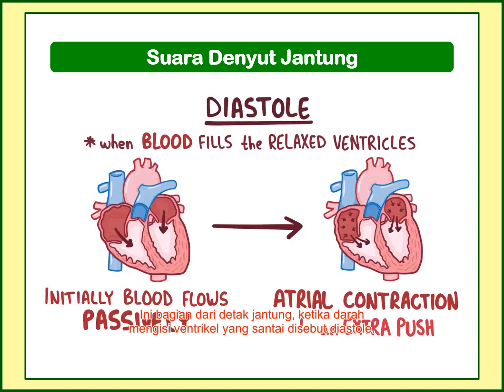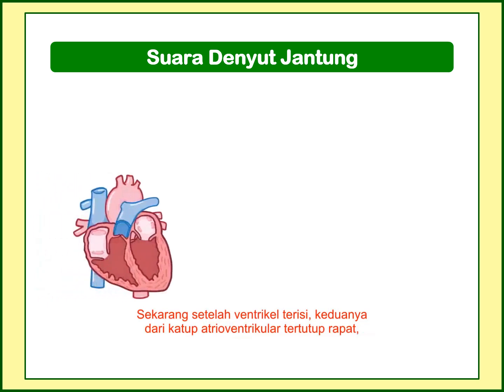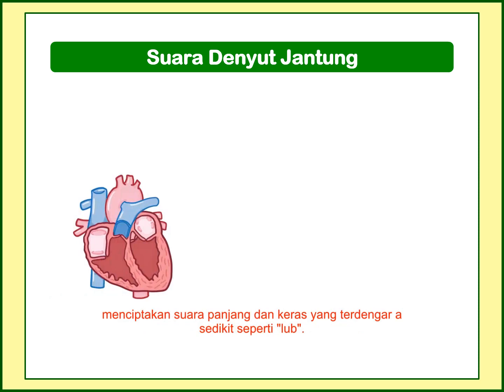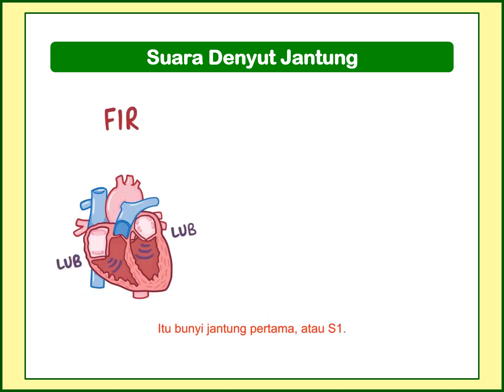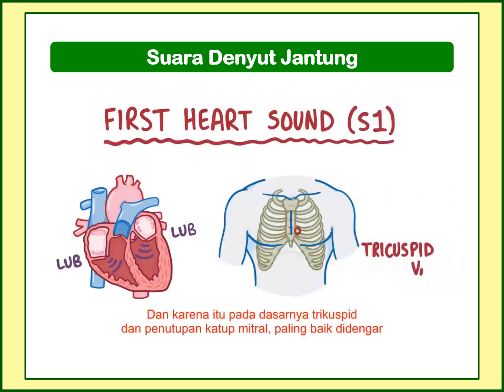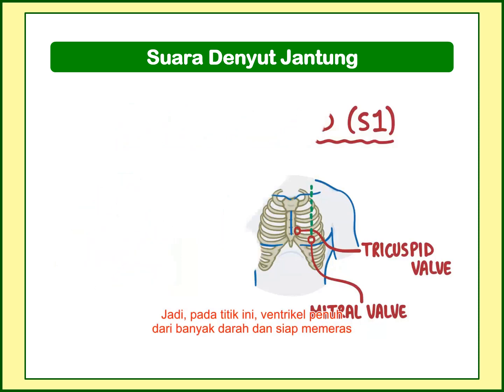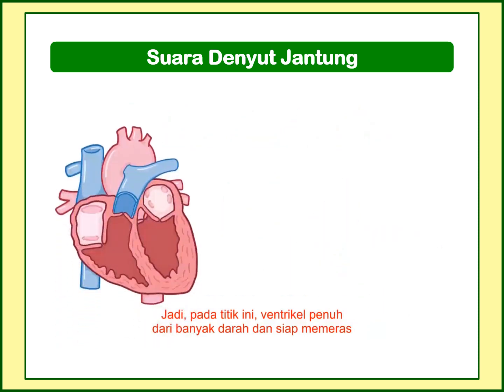Now, once the ventricles have filled up, both of the atrioventricular valves snap shut, creating a long, loud sound that sounds a bit like lub. And that's the first heart sound, or S1. And because it's basically the tricuspid and mitral valve closing, it's best heard in the tricuspid valve and mitral valve areas. So at this point, the ventricles are full of a whole lot of blood and are ready to squeeze it out.